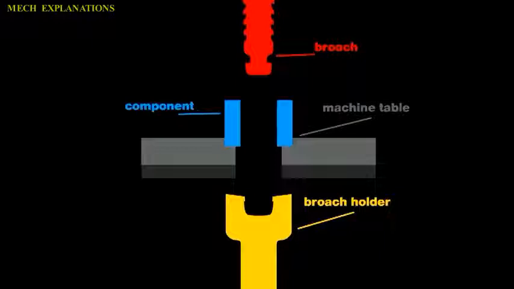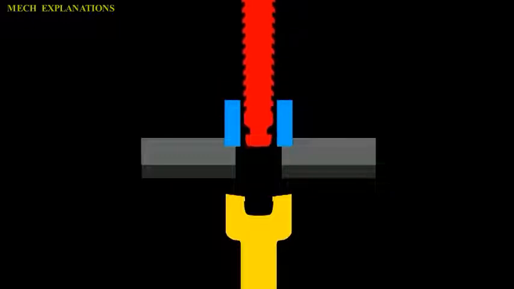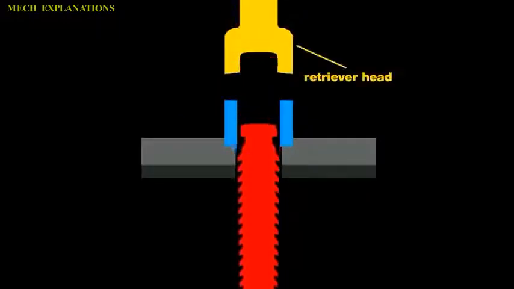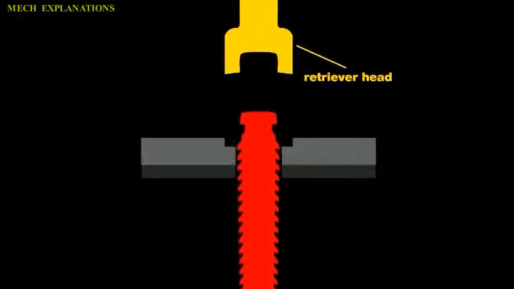Let us learn about broaching. Broaching is a machining process that uses a toothed tool, called a broach, to remove material. There are two main types of broaching, linear and rotary.